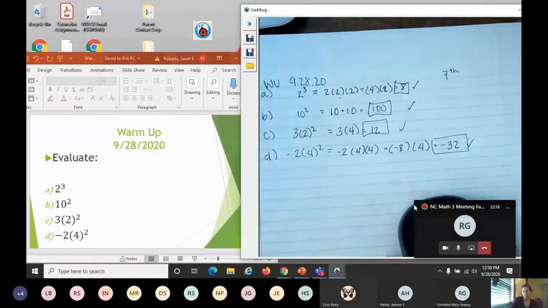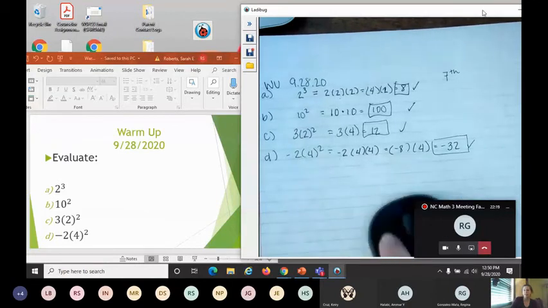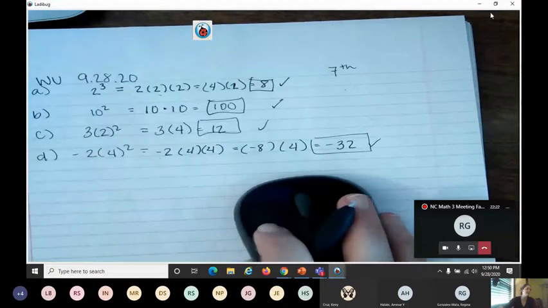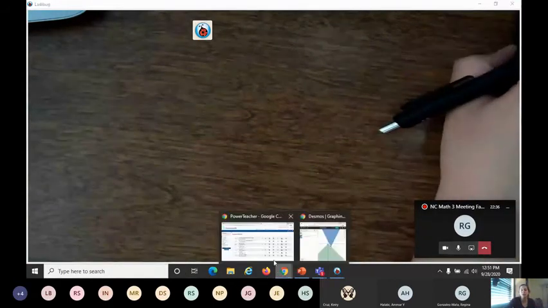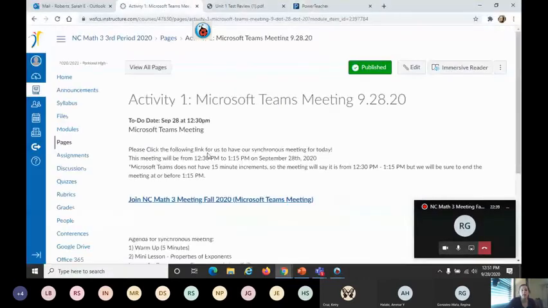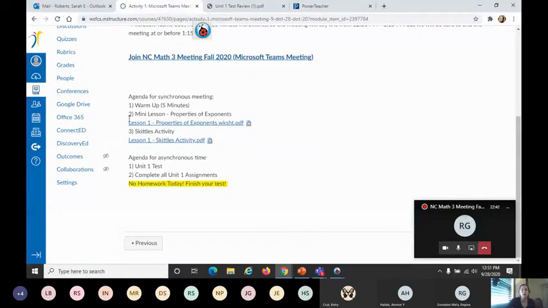Okay, so that was our warm-up for today. So now I'm going to expand this out. So today we are having a bit of a chill day in terms of assignments. You do not have classwork today, and you do not have homework today. Today, we are doing a little mini lesson on properties of exponents, which goes along with our warm-up that we did. We're doing a Skittles activity. It would be way more fun to do together in class, but I want to at least show you because it's a little bit engaging for exponential functions.